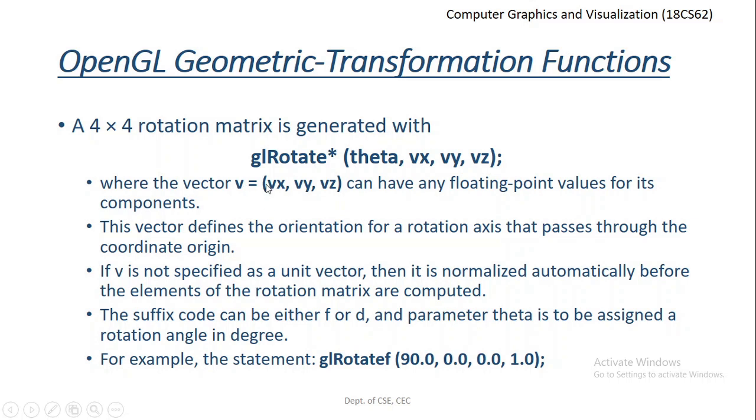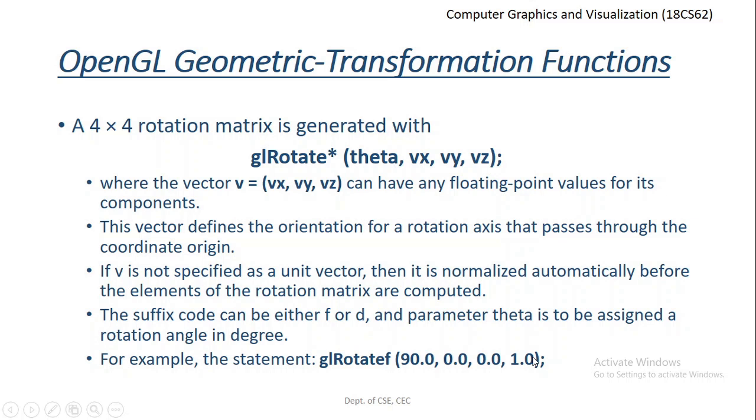So the vector v can be represented as vx, vy and vz, and they can have any floating point value for its components. The vector defines the orientation for the rotation axis that passes through the coordinate origin. Suppose I specify a function something like this, glRotate, and in place of the suffix here we can have f or d depending upon the data type. So the angle of rotation theta will be 90. So Vx will be 0, Vy will be 0 and Vz will be equal to 1. That indicates we are going to rotate a given object by 90 degrees about the z-axis. So that is what it indicates, right?